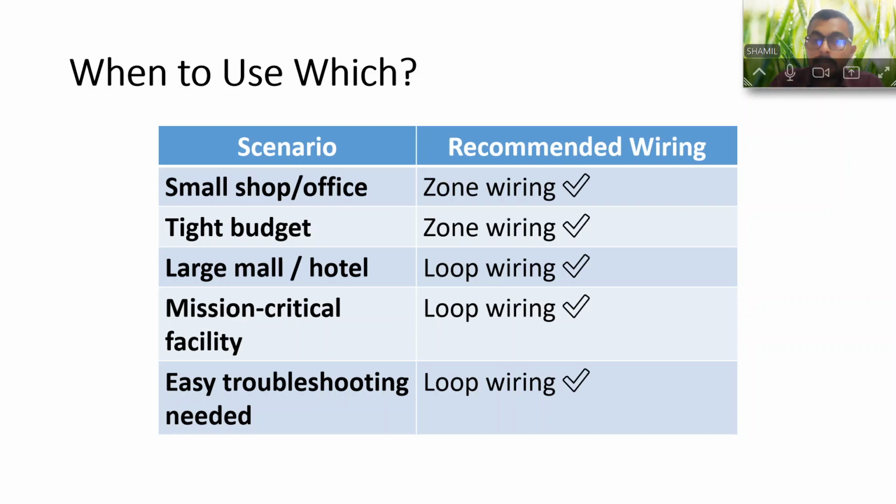If it is a mission critical facility like a hospital or an airport, loop wiring is again suggested. And if you need easy troubleshooting, then loop wiring is suggested. If it is zone wiring, as I said, the panel will monitor only the zone, it will not monitor the exact location. Because of that, the conventional system is going to be a hell when compared to troubleshooting. So it is suggested that you go for the addressable system.